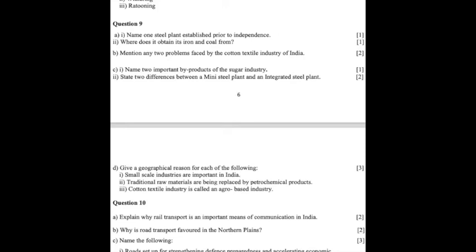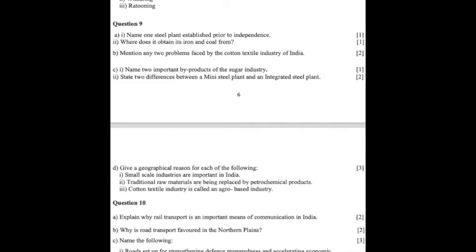Give geographical reasons for each of the following. Small-scale industries are important in India. Small-scale industries are important in India as they require low capital investment, hence they suit Indian economy. They provide an additional means of income to the people by providing part-time jobs. They help to meet the daily needs and requirements of the people. Small-scale industries provide employment to a large quantity of population in India.